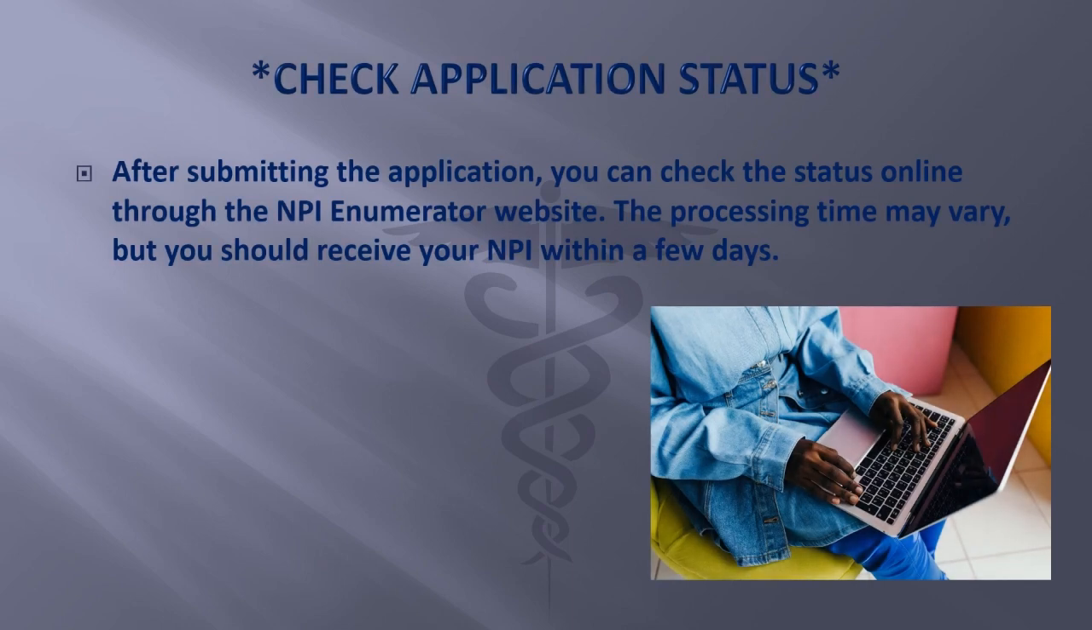Check application status. After you submit your application, you can always go back and check the status online through the MPI Enumerator website. The processing times may vary depending on the manpower, the people behind the scenes who process the applications, but you should receive your MPI within a few days, give or take.